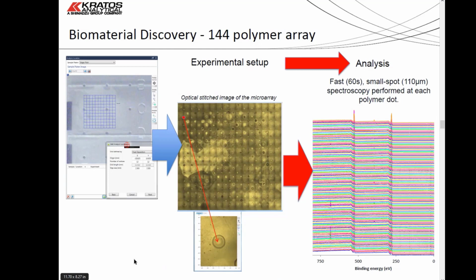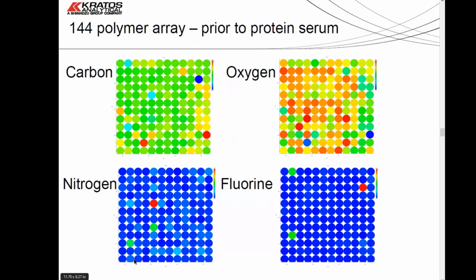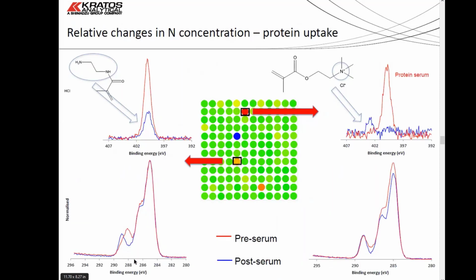So it's 144 materials that you're analyzing in one method, and you get these distribution plots. This is prior to the application of the protein. You get these elemental distribution plots, so you can see carbon, oxygen, nitrogen, fluorine. These correlated with the expected chemistries of the material. The protein solution was then applied and then washed off, and this plot now is a subtraction of the difference in nitrogen concentration before and after.